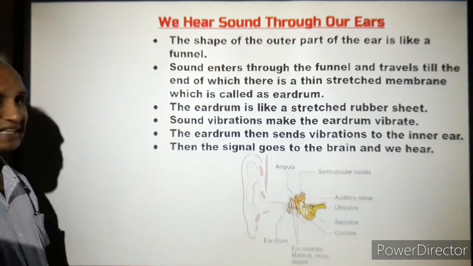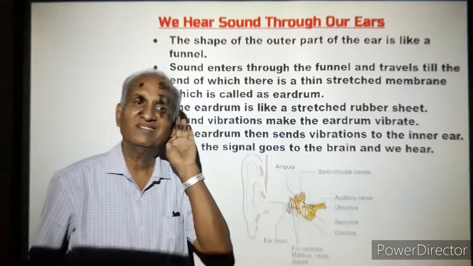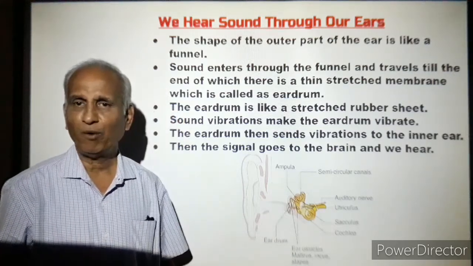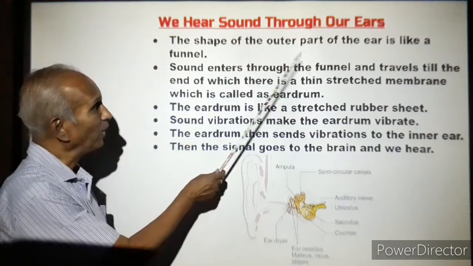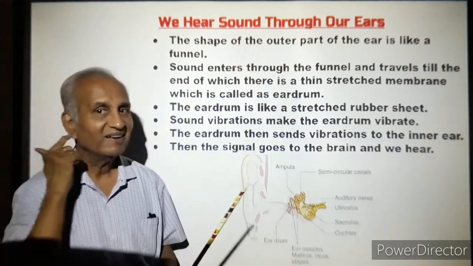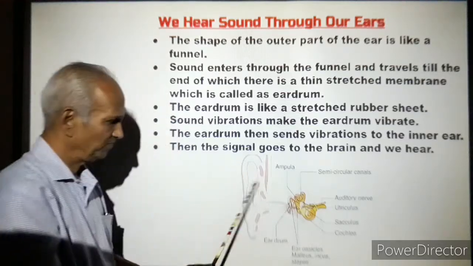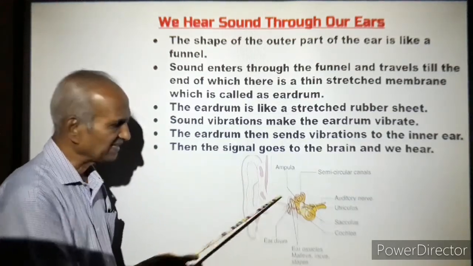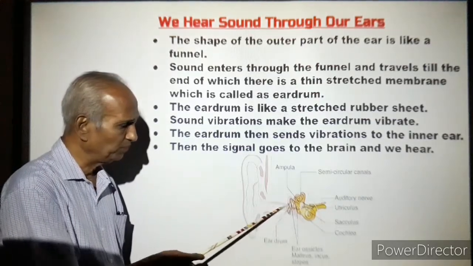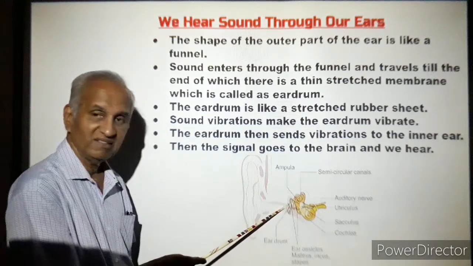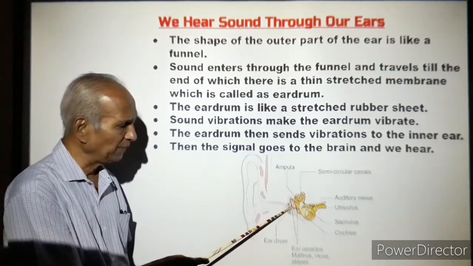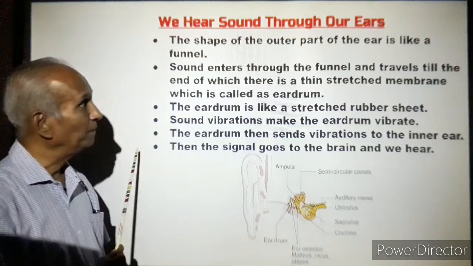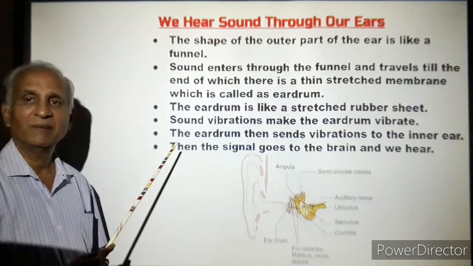We hear sound through our ears. Ears are meant for listening. Of the five senses we have, ears are important sense organs. The shape of the outer part of the ear is like a funnel. See, look at this. It's like a funnel, because it has to collect waves and send waves inside. This is the ear tube. Through that tube, it has to send the sound waves to the eardrum. You have the eardrum here. So, collection of sound from the outer atmosphere and sending it to the ear is done by our pinna, ear pinna.